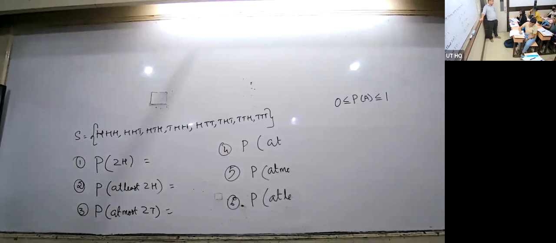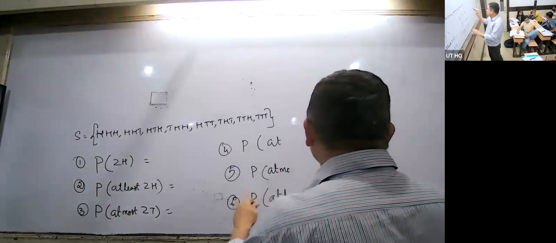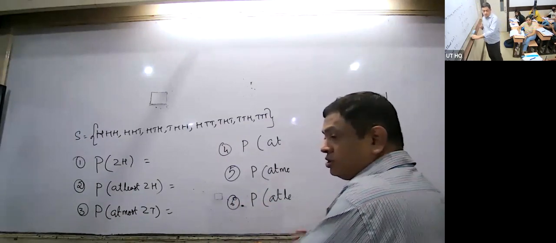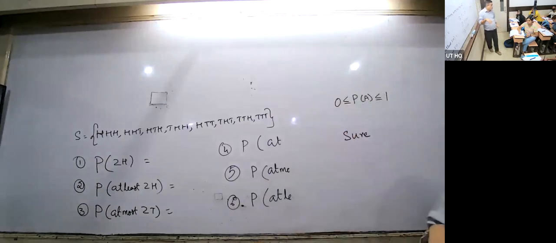So impossible event: what is the probability of the impossible event? 0. Next, another one is called sure event, S-U-R-E. Sure event means it will always happen. Its probability is equal to 1. Impossible event means what? Null event, impossible event. Sure event means always happens.